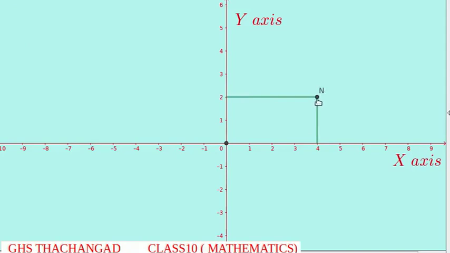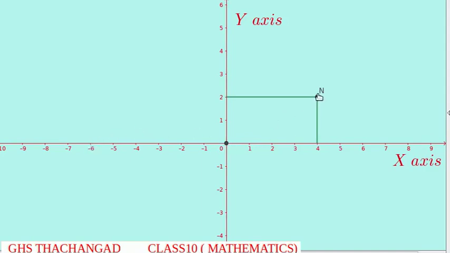First you mark a dot or a cross mark. Then in this dot mark, where is the position of N? We can say that this point is situated from the origin 4 units right. First you say right or left. On the right side you represent positive numbers and on the left side negative numbers.